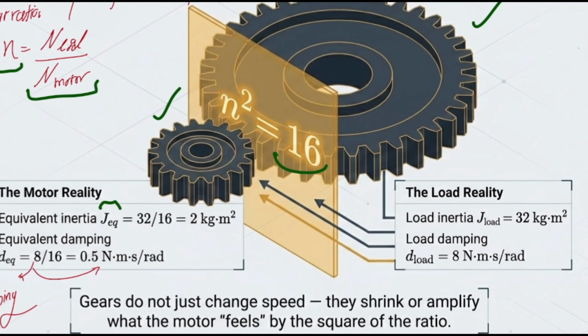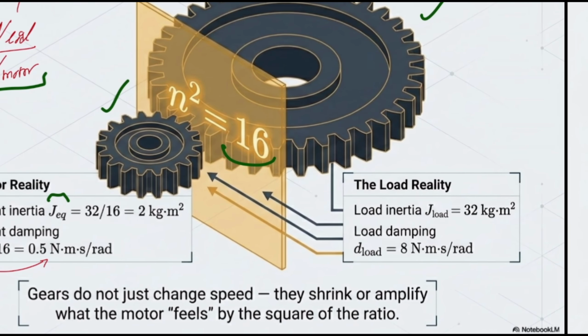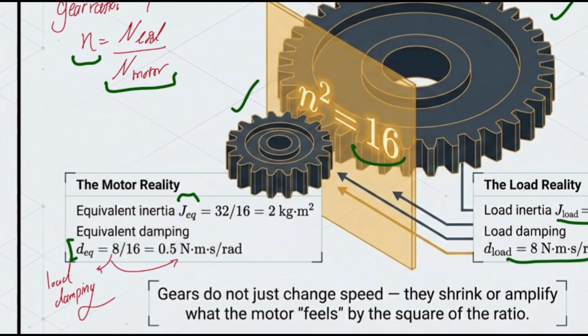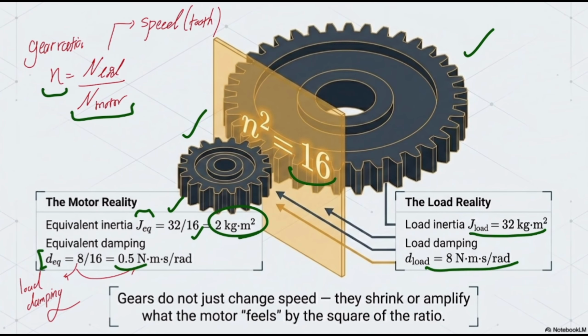Because by using this 16, we can somehow convert the actual inertia of the load itself, which in this case is, for example, 32 kg m^2, and the damping of the load itself, we can somehow reduce it. By using this formula, J equivalent inertia after using this combination, we have the load inertia divided by n to the power 2. On the other hand, about the damping, we can also reduce it. So at this point, we can understand what is going on.